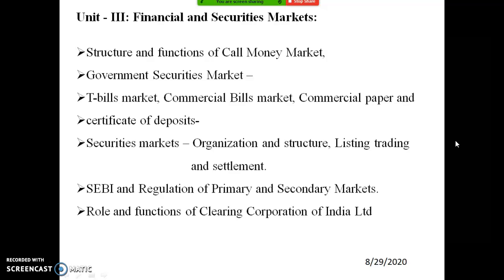Unit number 3. The first 2 units were regarding the financial institutions. Now we are going to move to the financial markets. What is the structure and functions of call money market, government securities markets, T-bills market. That means T means treasury bills market, commercial bills, commercial papers, as well as certificates of deposit. Security markets related to the structure as well as the organization, how the companies list and trade, as well as the meaning of the settlement. SEBI, Securities and Exchange Board of India, its regulations regarding the primary and secondary markets, as well as the role and functions of Clearing Corporation of India Limited. In short form we call it CCIL.